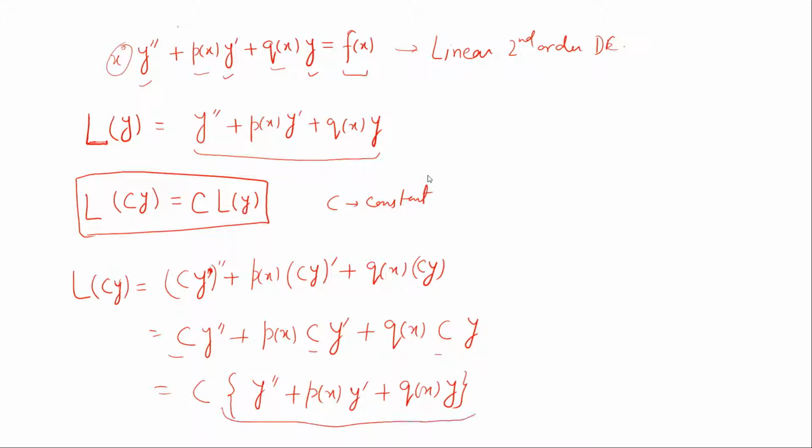Again we can say that this is c times L of y, because we stated that L of y was y double prime plus p of x y prime plus q of x y. So L of cy equals c times L of y, and this criteria is satisfied. Therefore this is a linear function. To check that a function is linear, we replace y with cy, and it should give c times L of y. This criteria must be checked. If the function were non-linear, this criteria would not be satisfied.